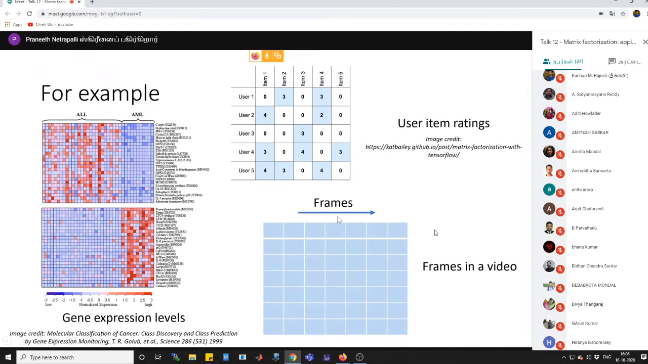The third example, which again we will come to a little later in the talk, is the setting where you represent video as a sequence of frames. So each column here corresponds to a particular time instant, right? And a video is just nothing but a sequence of frames. A frame is just an image. So you keep playing images, changing images very rapidly, and then you see a video, right?